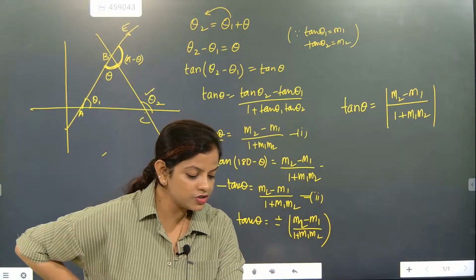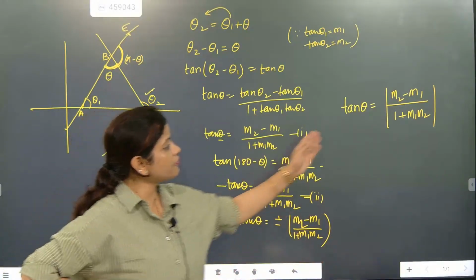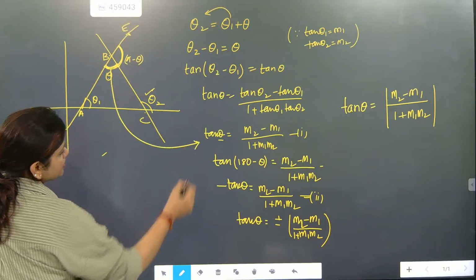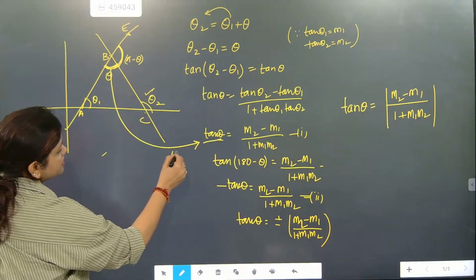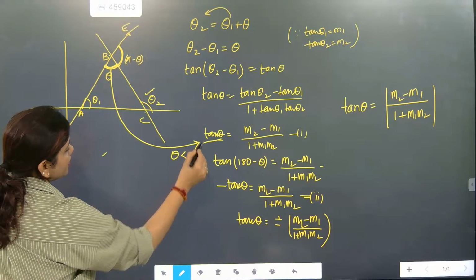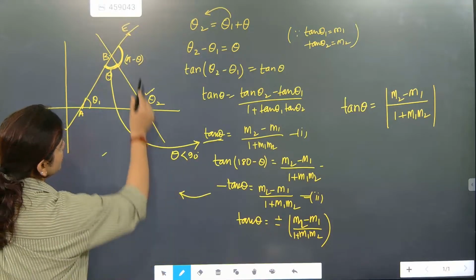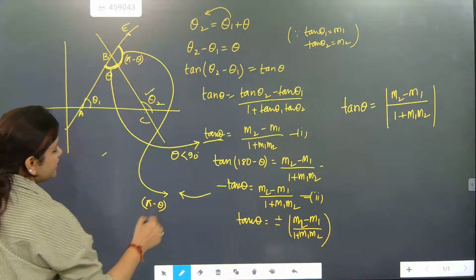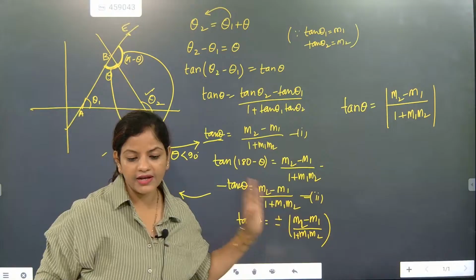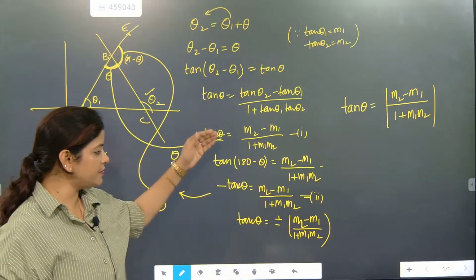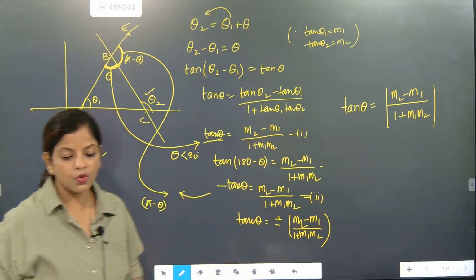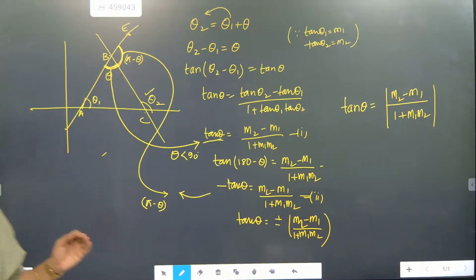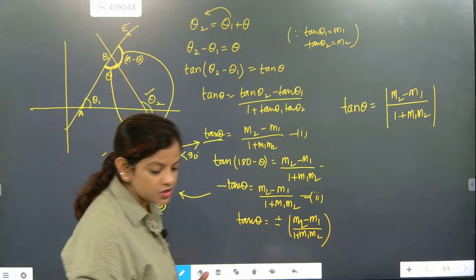I hope you have understood. So tan theta is equal to modulus of m2 minus m1. When we have taken theta, meaning theta less than 90 degrees, it is coming as plus. But in the second case, when the intersection angle is more than 90 degrees, it is giving you a minus. So when we merge them together, we get plus minus. Overall, tan theta equals modulus of m2 minus m1 by 1 plus m1 into m2. So this is the conclusion.